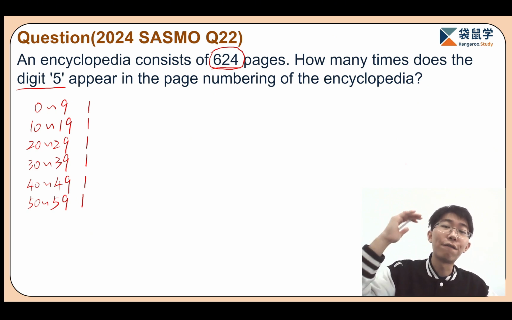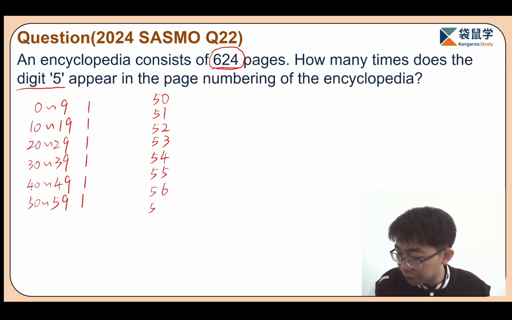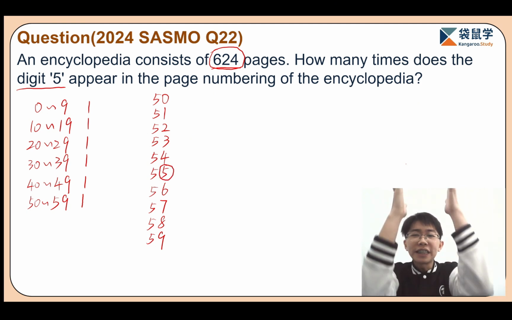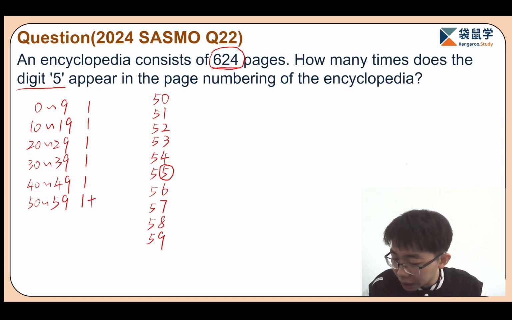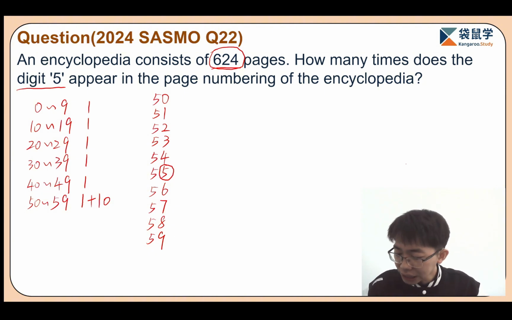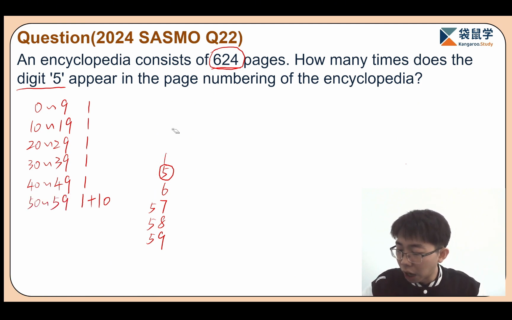We can list down starting from 50 to 59. Now, from 50, you have 51, 52, 53, 54, 55, 56, 57, 58, and 59. Now, you see that except for this one, this 5 here, all of the 10th digit have a 5. In total, how many numbers are there? There are 10 numbers. So you need to add an extra 10 for the numbers that have a 5 in the 10th digit. Alright, now since we already reached 59, how about let's cover all the way until the first 100 pages.